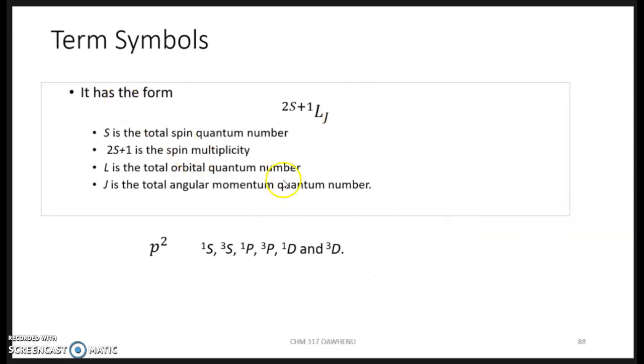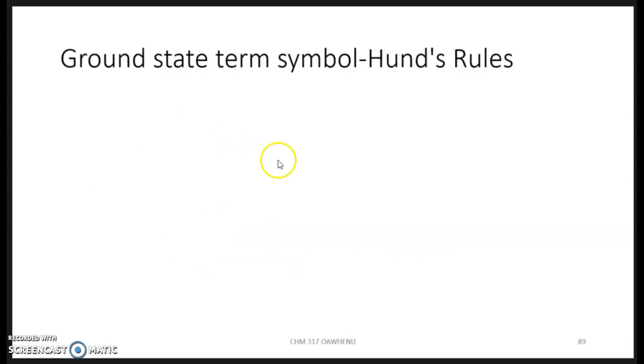We've already talked about the term symbol. It is represented by the multiplicity as the pre-superscript, then the letter symbol for L, the total orbital angular momentum, and then as the post-subscript, the total angular momentum quantum number J. For two electrons in a p orbital, we can count these terms for the states. For equivalent electrons, not all these terms are allowed. The only ones allowed are the singlet D term, the triplet P term, and the singlet S term. If we obtain these terms, which is the most stable is determined by Hund's rule.